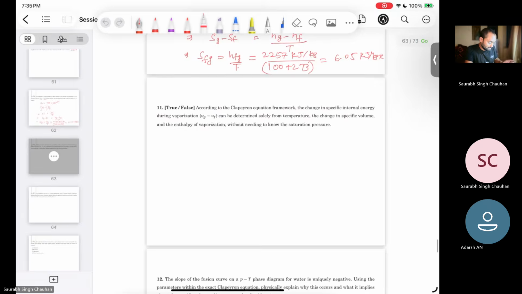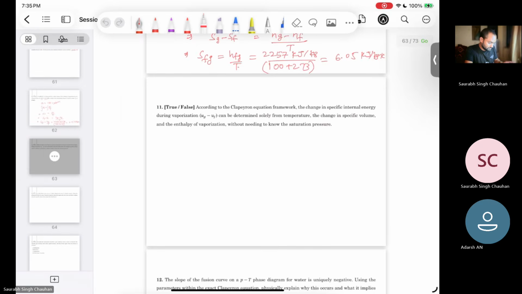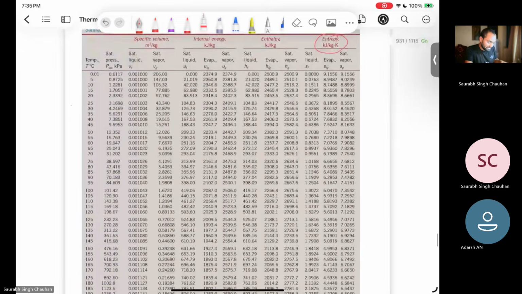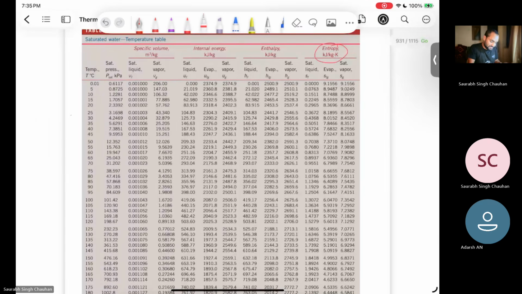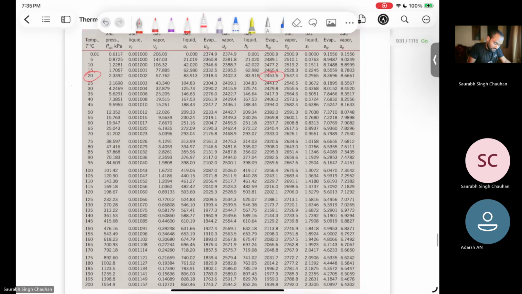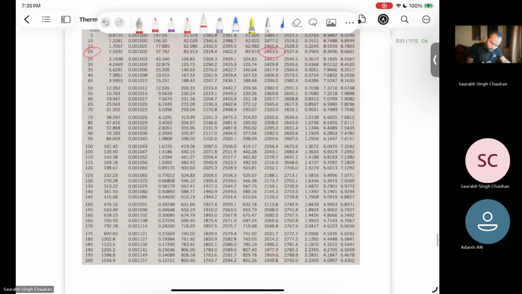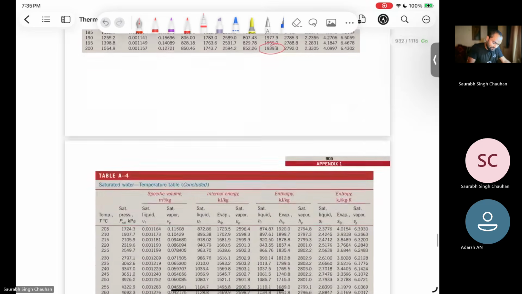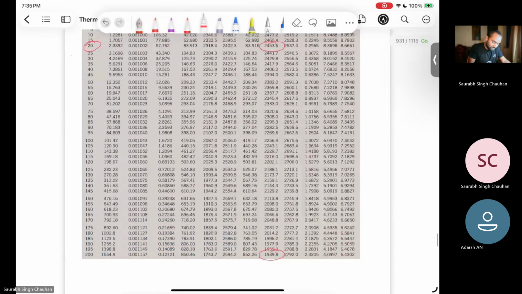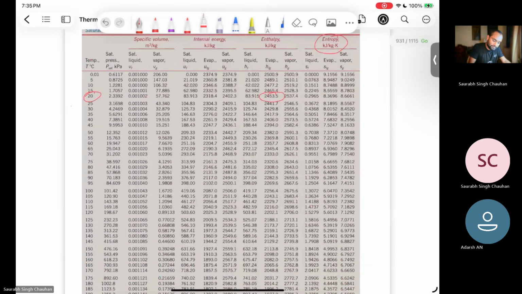One more thing we had to check. You are asking how this delta HFG changes with temperature. At 20 degrees Celsius, it is approximately 2453. Then at 200 degrees Celsius, it is 1939. So it is decreasing a little bit. How much is the decrement? I think it will be more clear if you check some graph, but you can check the graph yourself.